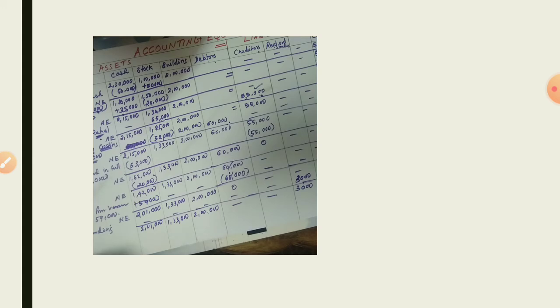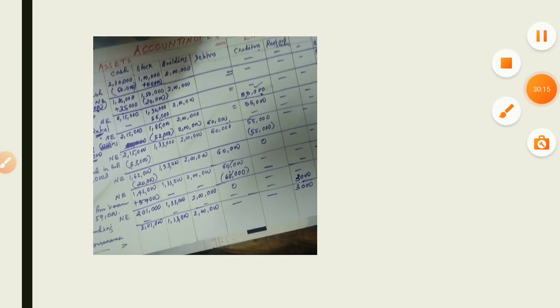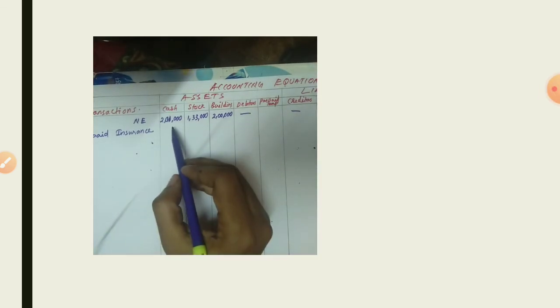Now next one, 10, prepaid insurance. Prepaid insurance, how much? 2,000. So prepaid insurance means we have already paid insurance. Actually, one column, this one I will write on the next paper because here space is also less. I'll make it on another paper. Okay. Prepaid insurance.